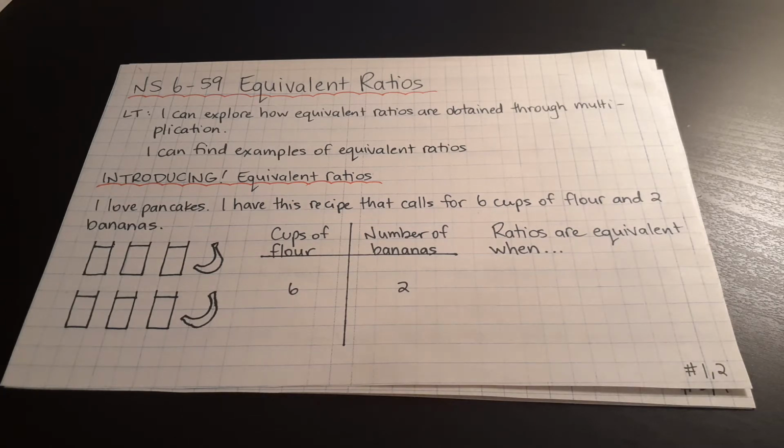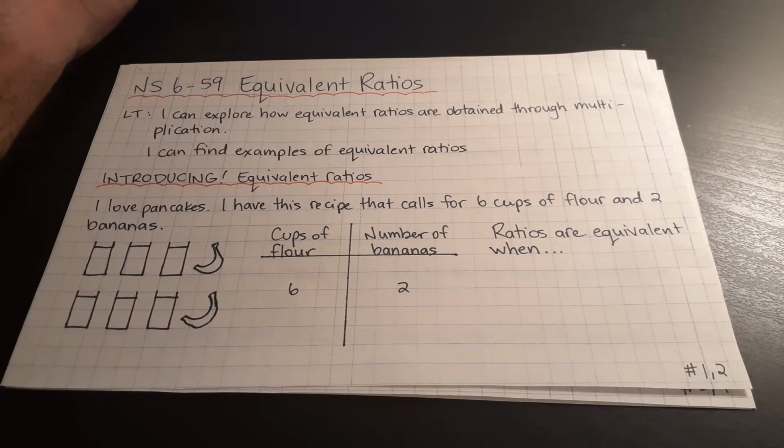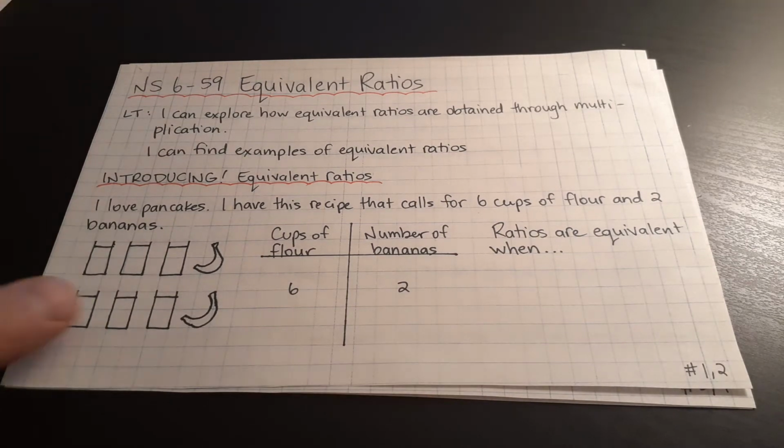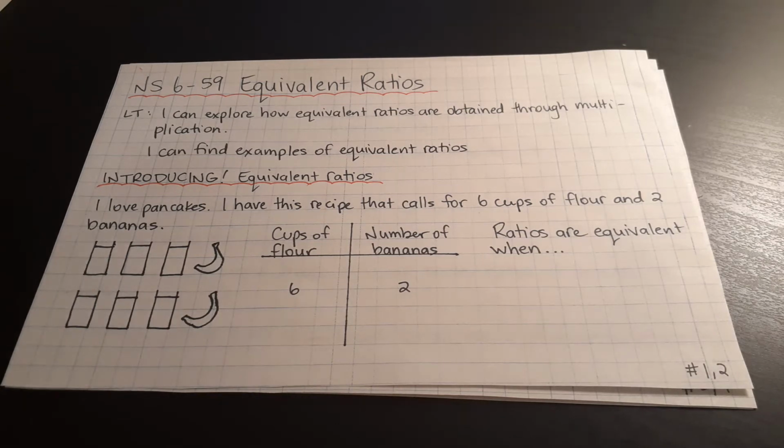And so where we're going to start is the fact that I love pancakes. And I have this recipe that calls for 6 cups of flour and 2 bananas. And so what I've done is I've drawn a little picture out that has 6 cups of flour and 2 bananas. So what if I only had 1 banana? How many cups of flour would I need?